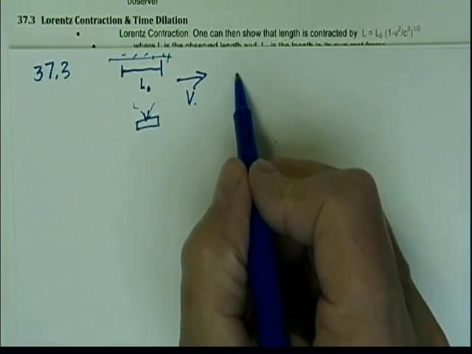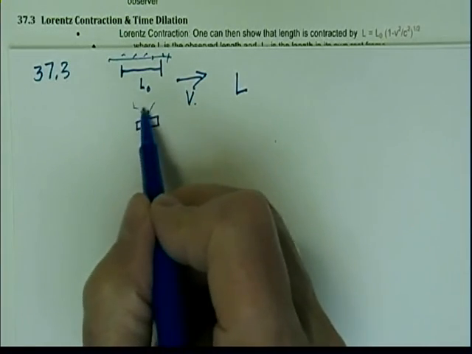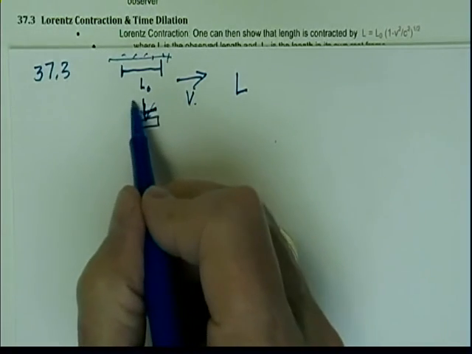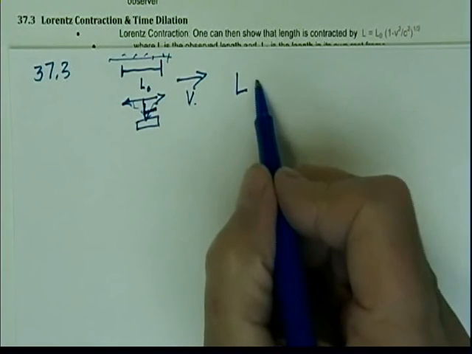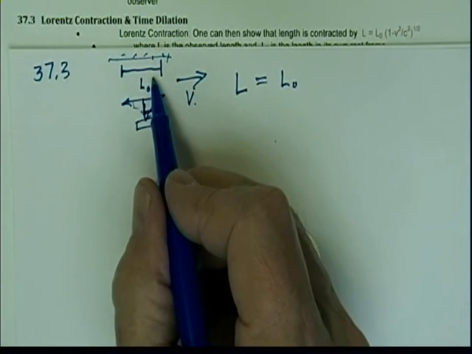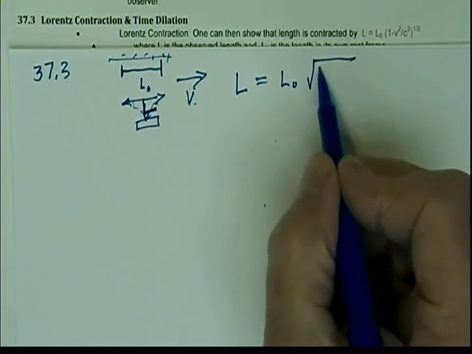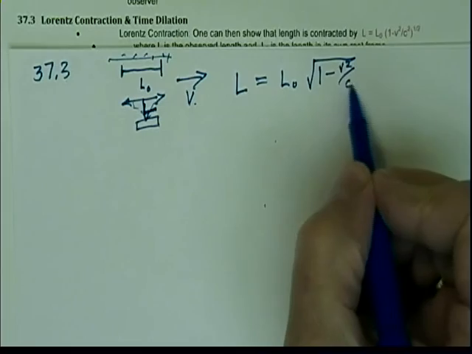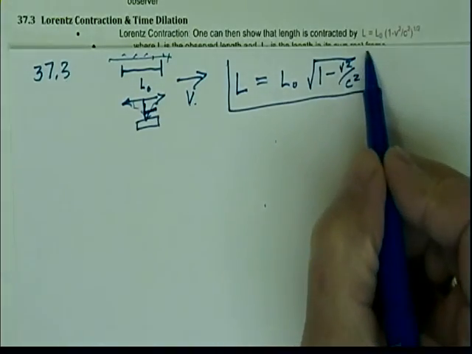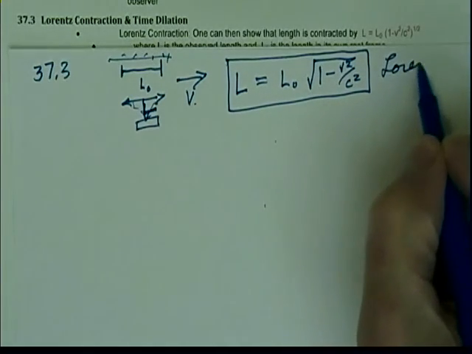The answer is the length that you will observe by the camera. That's your length. It will be equal to the length that it normally is when you are at rest with respect to it, times the square root of 1 minus v squared over c squared. This equation right here, which will be used on the exams, is called the Lorentz contraction.